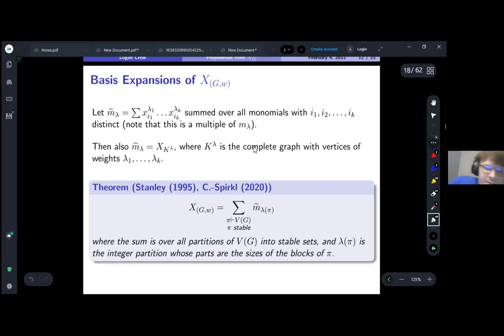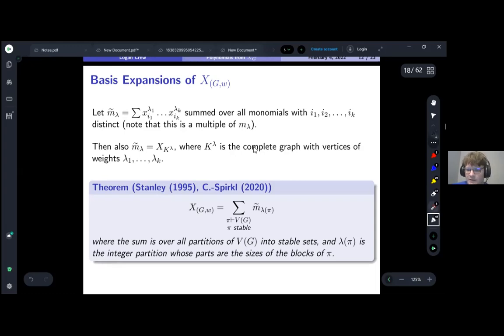And the original theorem of Stanley for unweighted graphs that we slightly modified for our case, basically you can boil it down to the m lambda basis tilde counts the stable partitions of the graph, partitions into stable sets. And this makes sense, right? When we look at a proper coloring of a graph, the color classes induce this set of stable partitions.